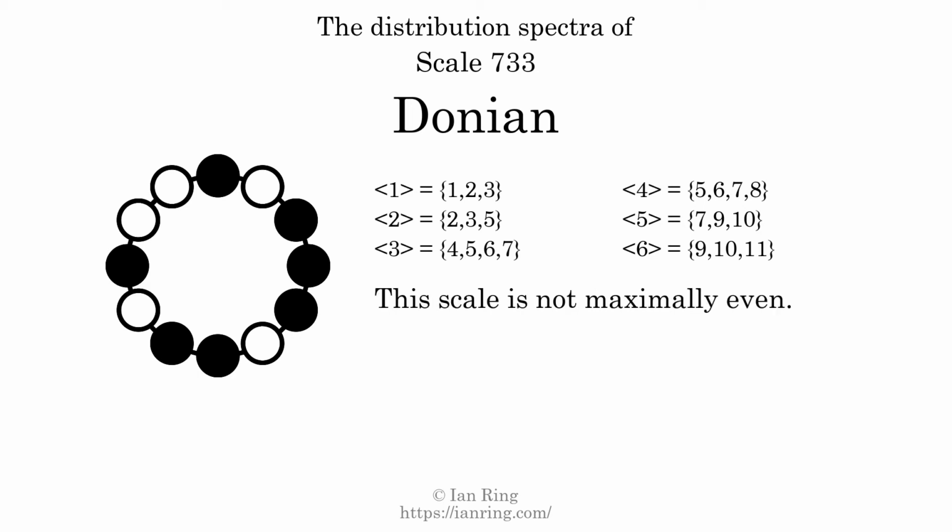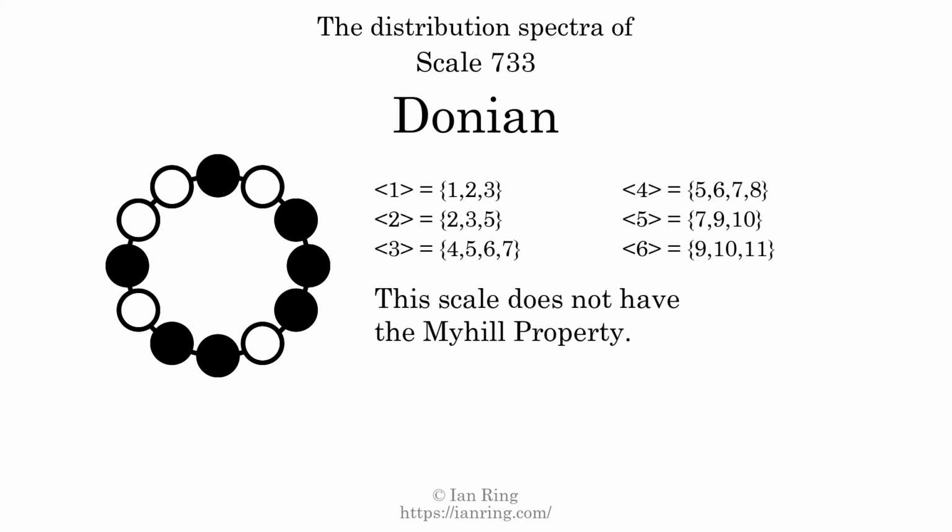The highest spectrum width is 3. Since this is greater than 1, we know that this scale is not maximally even. If every spectrum has exactly two specific intervals, we call that the Myhill property. This scale does not have the Myhill property. Since the generic interval ranges overlap, this scale is an improper scale.